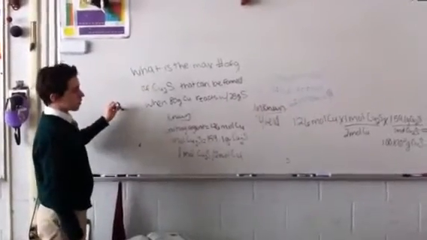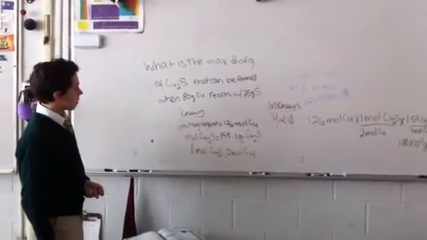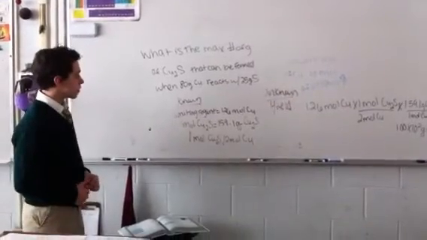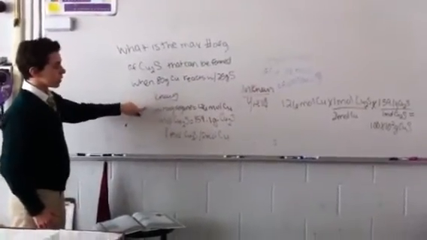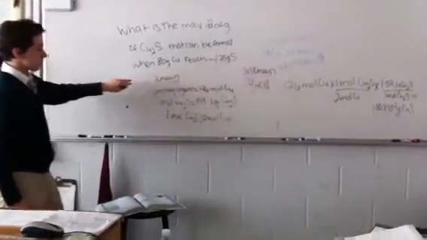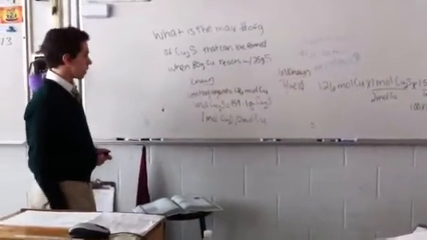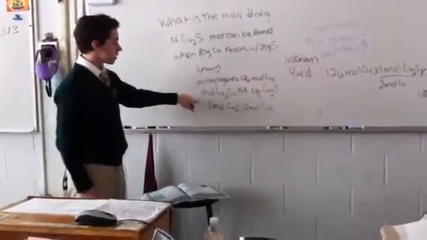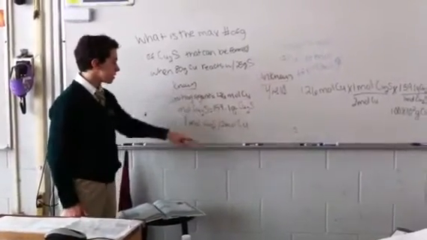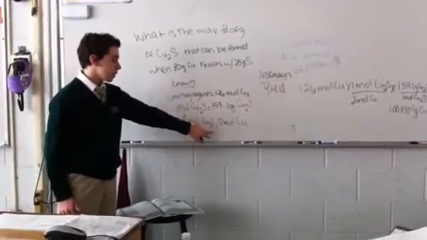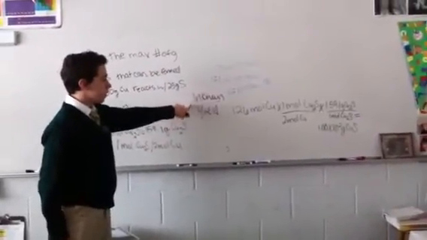Now we have another problem dealing with limiting regions. What is the max number of grams of Cu2S that can be formed when 80 grams of copper reacts with 25 grams of sulfur? Again, we write down what we know and what we don't know. We know the limiting region is 1.26 moles of copper. We know that 1 mole of Cu2S is equal to 159.1 grams of Cu2S, and 1 mole of Cu2S equals 2 moles of copper. The unknown is the yield. How much are we going to produce?